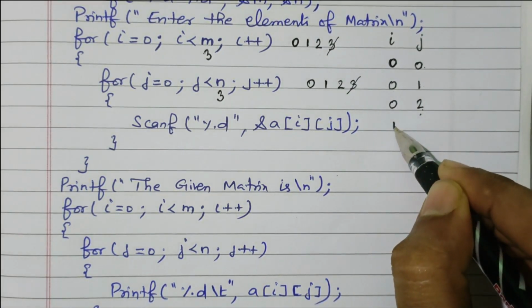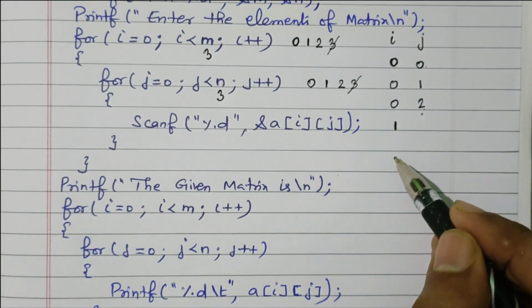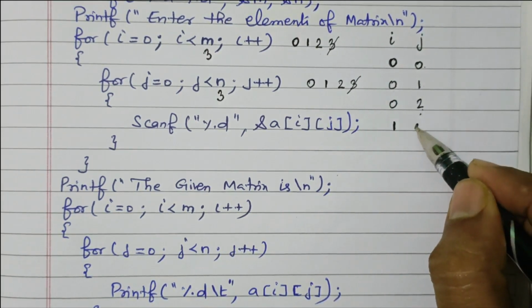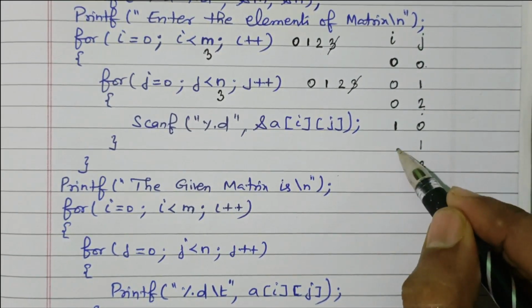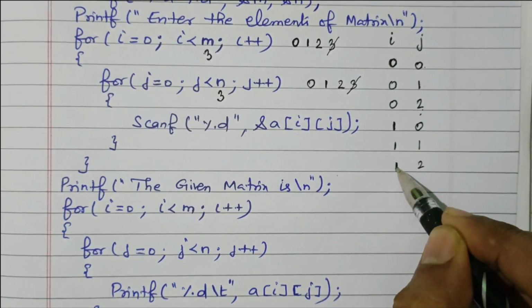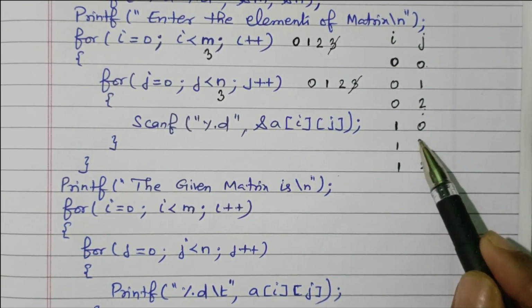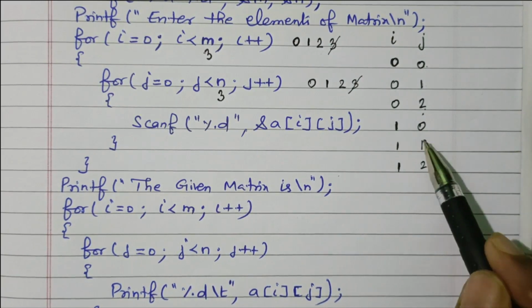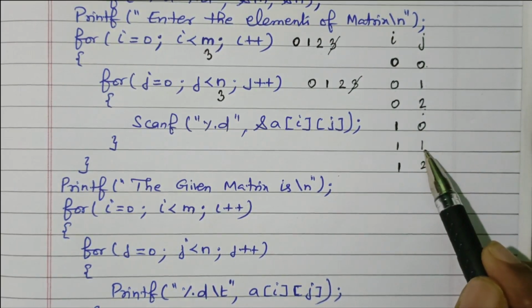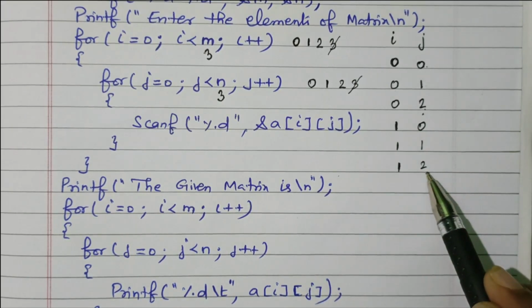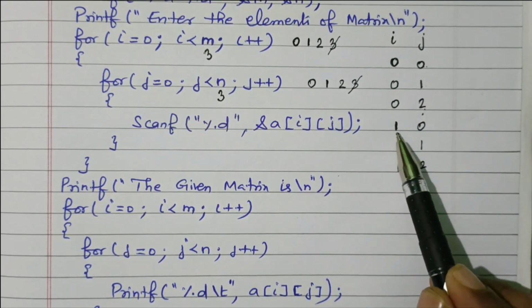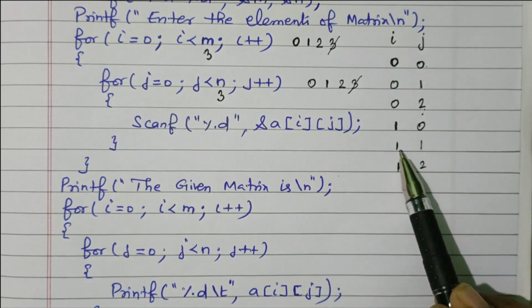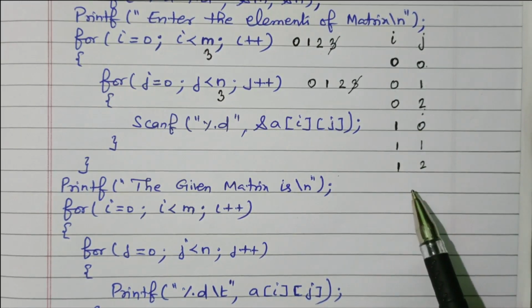In the outer loop, i is incremented to 1. It will go to the inner loop. The inner loop will again be executed 0, 1, 2. 3 means terminated. So in these cases also, i equal to 1 only. So 1,0, 1,1, 1,2, right? The fourth element is stored in 1,0, the fifth element in 1,1, and the sixth element in 1,2, right? That indicates what? This one indicates the second row: second row first column, second row second column, second row third column, right?